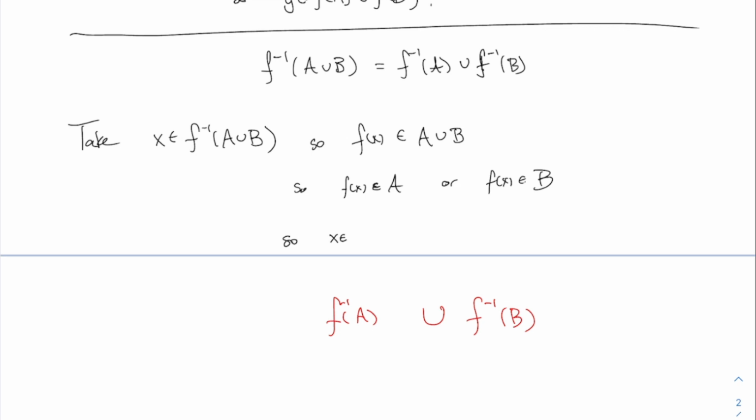So the proper way to write this is that f of x is in A is the same as saying x is in the pre-image of A. And then f of x is in B is the same as x is in the pre-image of B, with an or in between. And that immediately means the thing at the end: x is in that union.